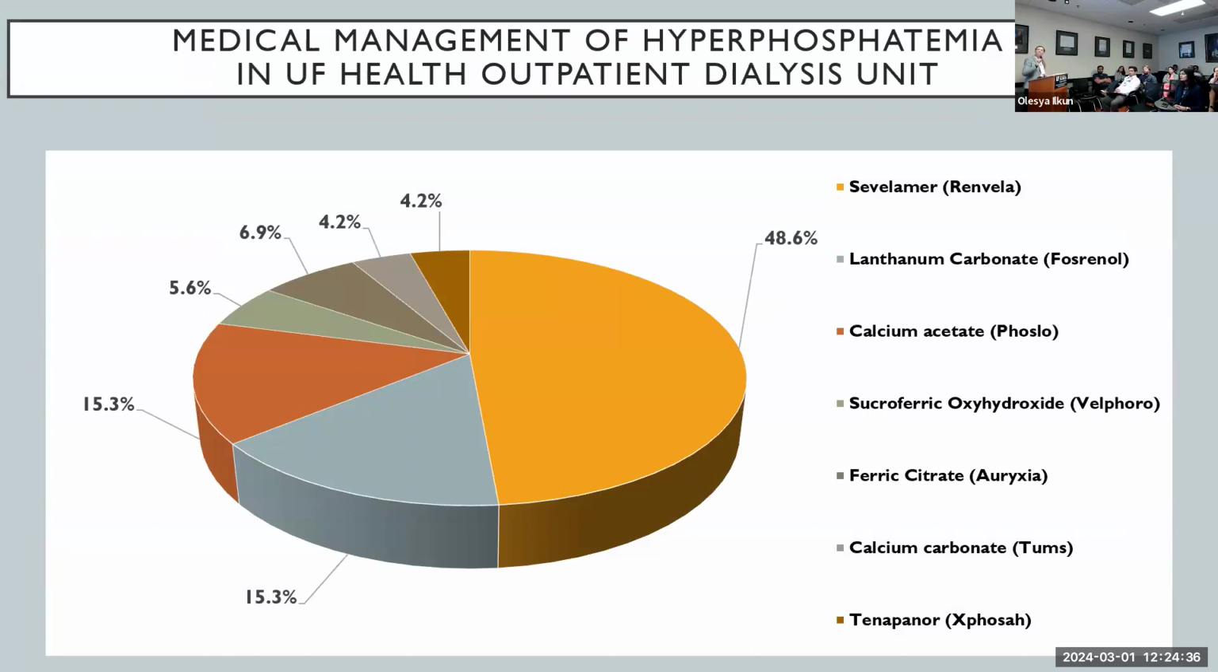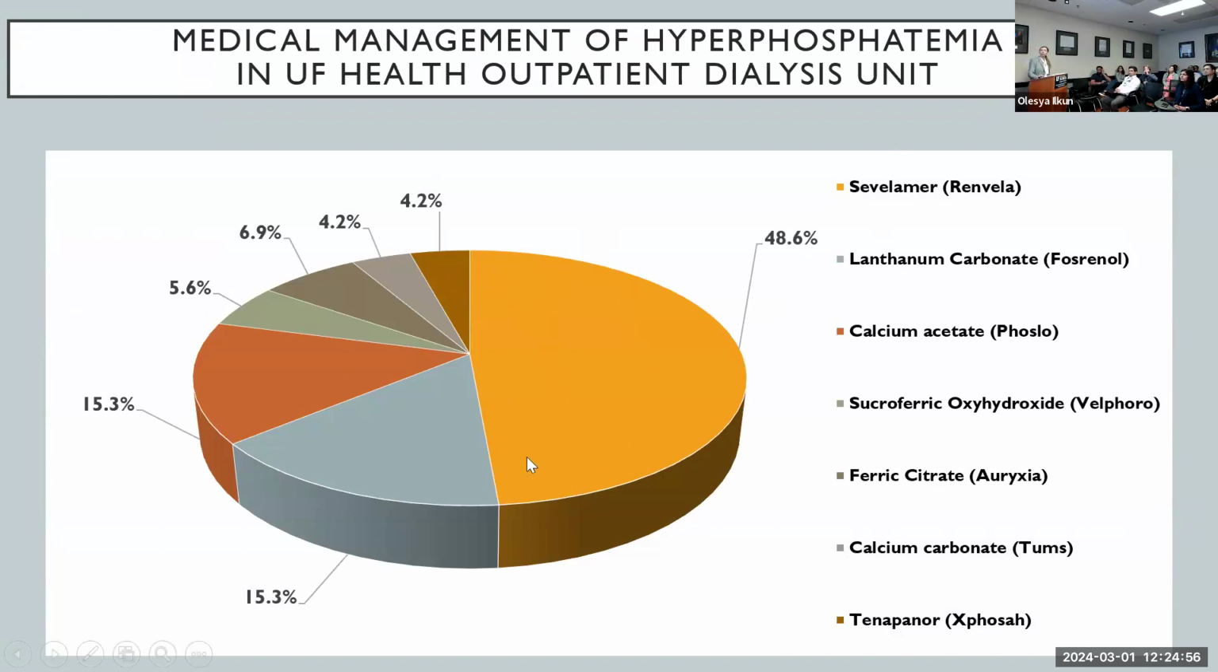And one of those medications is tenapanor. This is the last one here on the list, comes in dark brown here. This is the use of phosphate lowering medications in our patient dialysis unit. So here we have nearly 50% of patients taking sevelamer.